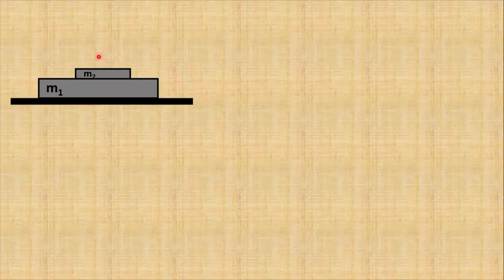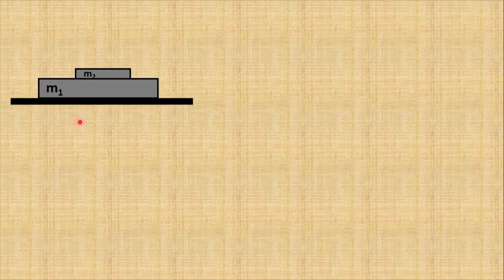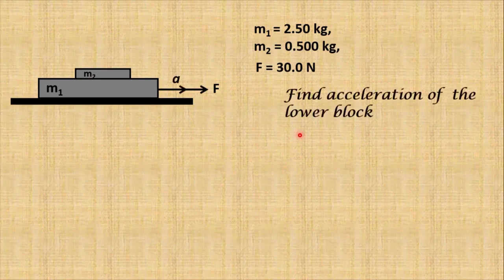Now let us consider two blocks at this position and suppose that there is no friction between these two blocks and between the lower block and the rod. We assume that there is a force on this system applied to the lower block. The magnitude of this force and the masses of the blocks are given. The question is to find the acceleration of the lower block in this system.